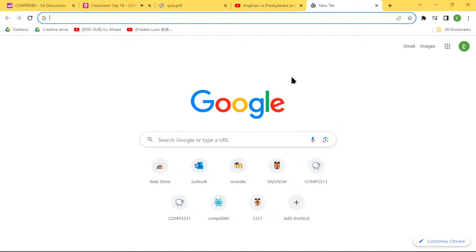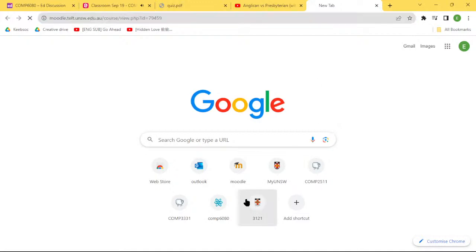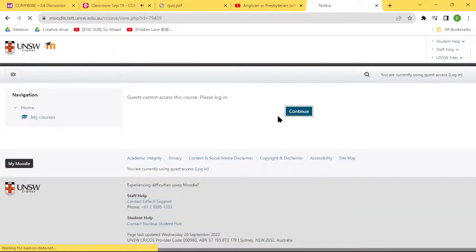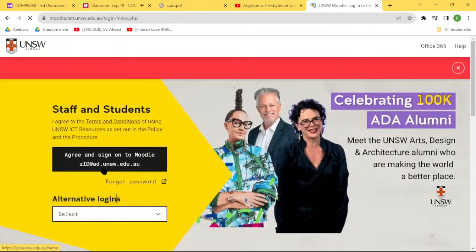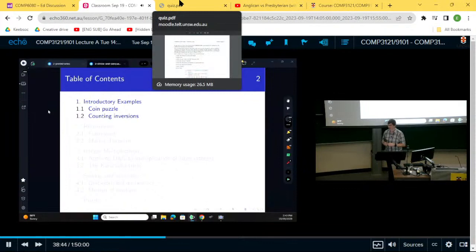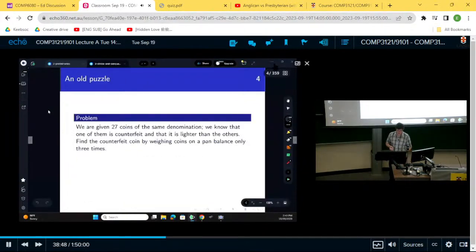Okay, so what is divide and conquer? We have already seen some examples, right? Merge sort is a type of divide and conquer algorithm. So in this lecture, we are going to view these kinds of algorithms more generally and make more general statements about their running times. And we'll start with a coin puzzle.